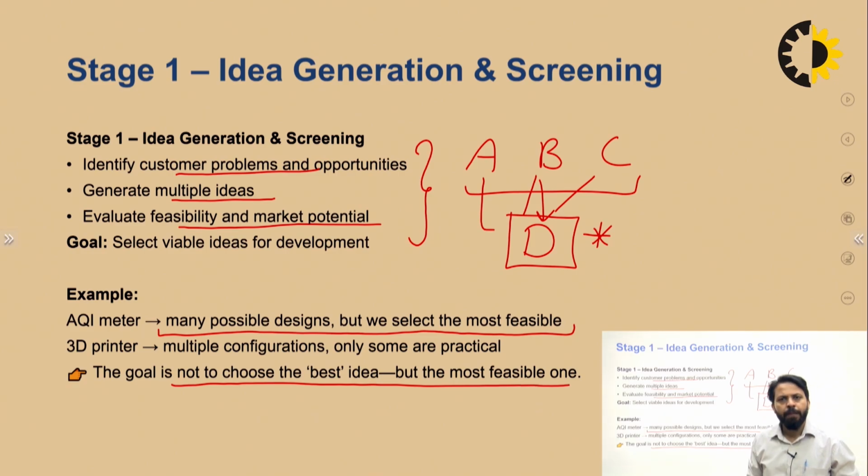So again, you can have different ideas for a real life problem, but you have to choose the feasible one, not the best one. There could be a best idea, an AQI meter that can do all the things, but its cost, its manufacturability can be very complex. So you should not in particular decide for the best idea in the first iteration. You decide for the feasible one, which is feasible in your given resources and opportunities.